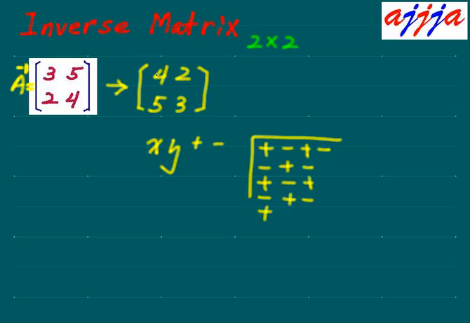So the sign value right here is positive, so that's positive 4. This one is still positive 3. But what about this one? This is a negative sign, so this one is negative. Then the next step is you gotta find the transpose. You know what transpose means? Transpose means you gotta change the position.